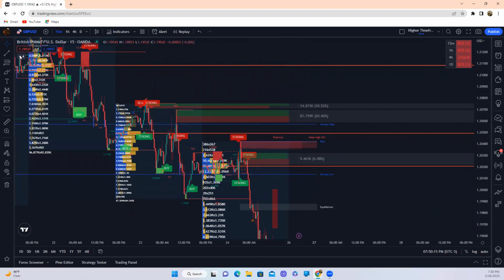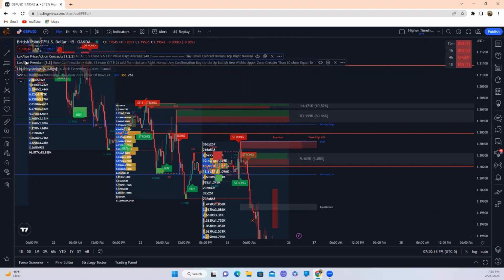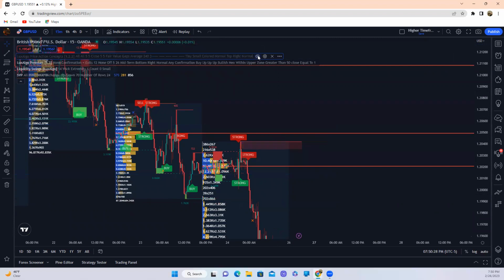well, let's see, I'll tell you all the indicators I have here. So we got the price action concepts, the premium. Oh, the liquidity swings. Yeah, that's what I was saying. So LuxAlgo has their own version of liquidity swings, and I can hide everything else so you can see it. Gotcha.